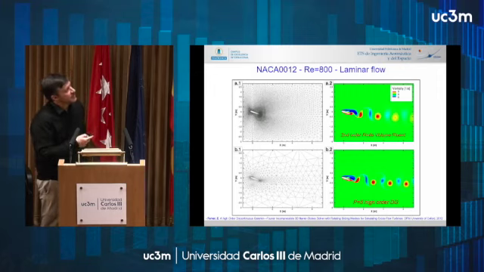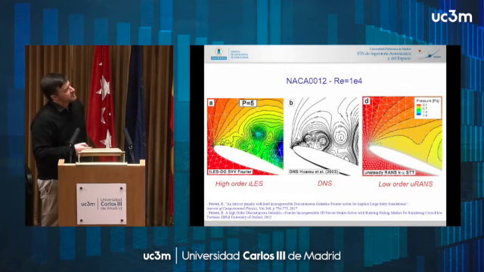And we see this kind of behavior over and over in all our computations. So this is another example. For example, we're comparing a DNS for an airfoil. We compare that to, again, Fluent, low order, with a URANS, for example. And we see that more or less we capture the structure of the separated region, but we're missing all the Kelvin-Helmholtz instabilities in the shear layer.